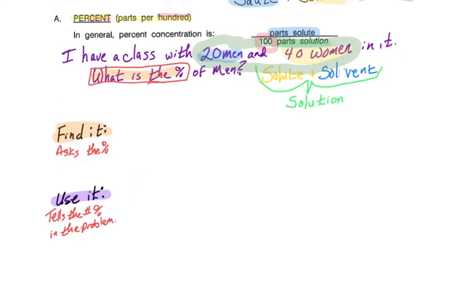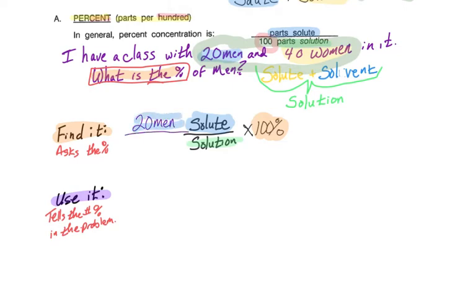Now we can do the math. For all of our concentration problems, we will have solute on top and solution on the bottom. And we'll multiply that ratio by 100%. On your calculator, you should only hit the percent or the 100, not both. So the solute was our 20 men, and the solution is our 20 men plus our 40 women.